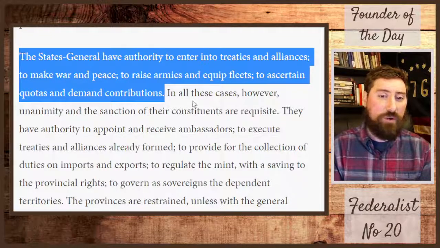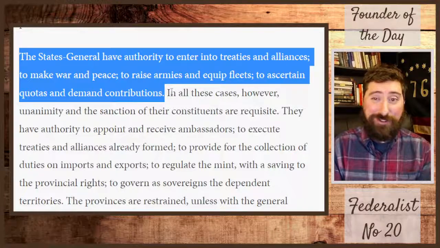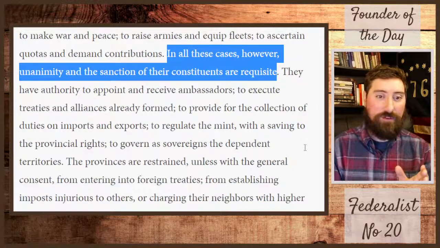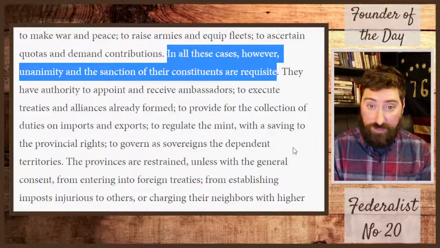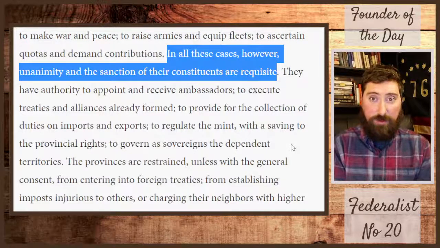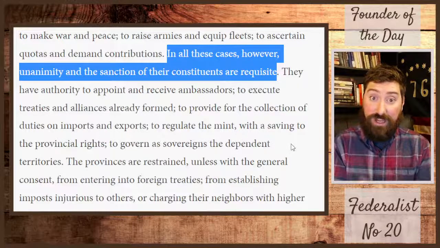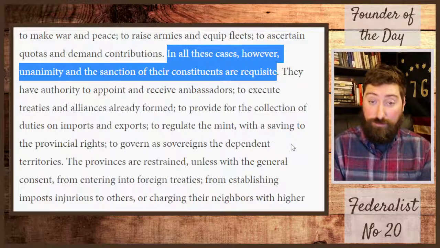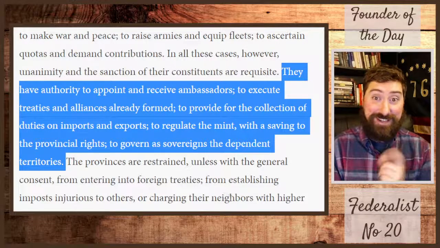To ascertain quotas and demand contributions. So the Articles of Confederation, they could demand contributions. They weren't met, but they could demand it. In all cases, however, unanimity and the sanction of their constituents are requisite. So I don't think he means only that the delegates need to agree, but the delegations of each state need to be unanimous in the decision, and they need the actual cities to approve as well. That's a lot of people that you need to get things done.